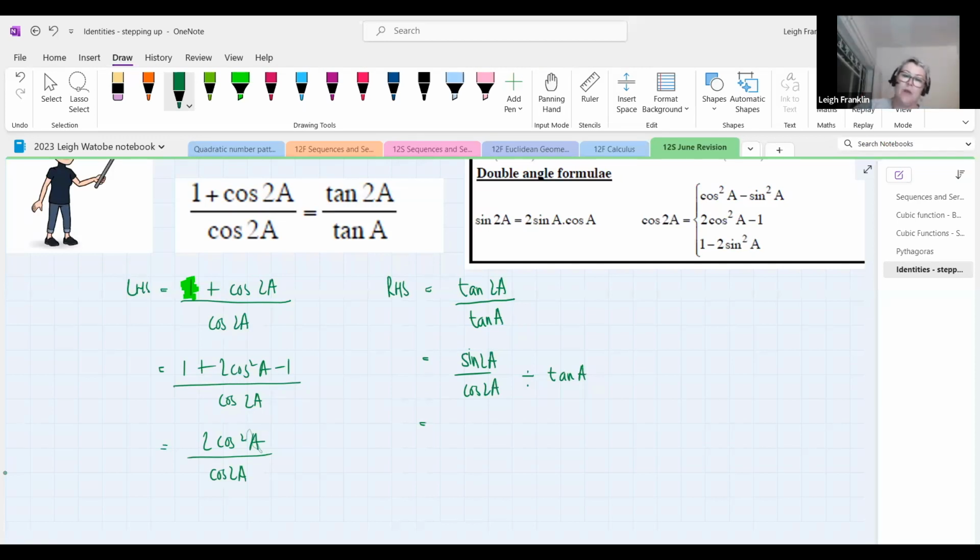All right. So when I have fractions, I can tip in times. All right. So what I'm doing here is I'm dividing it by sine A over cos A. So let's tip in times. And then we can take it from there.